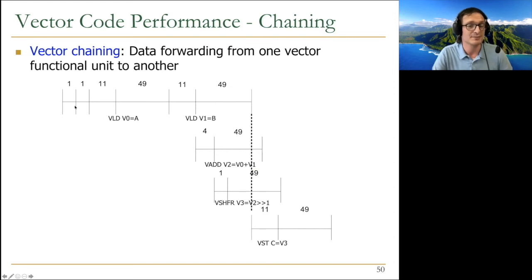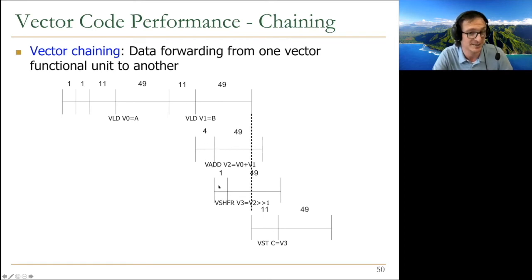So what will this change? Data forwarding from one vector functional unit into another. These are the two loads. Now, at the end of the 11th cycle of the second load, we have the first element of both A and B ready in vector 0 and vector 1. So we can start the add. And in consecutive cycles, we have the consecutive elements of B and A ready, and we can do the add on those. So we are overlapping the load and add by doing the chaining, as you can see. And the first element of the add result is ready after 4 cycles.